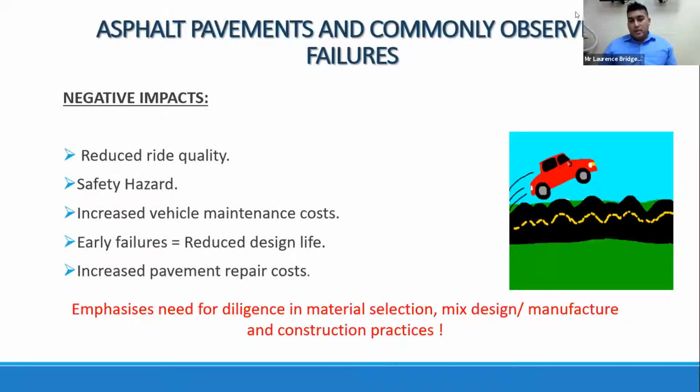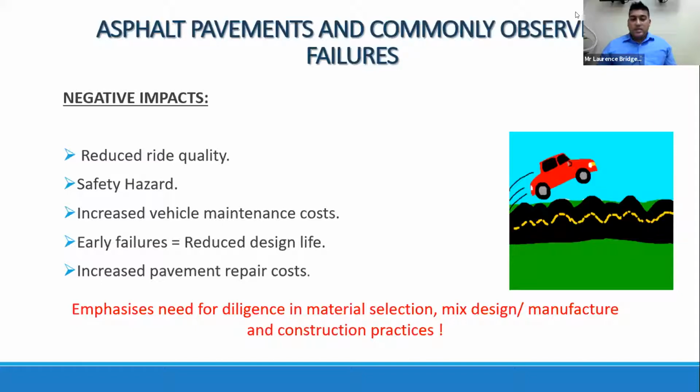So in essence, there are a lot of negative impacts from these failures on the public as well as the agencies to repair them. Essentially, these defects produce a reduced ride quality to the end user. They also produce a safety hazard to the commuting public. It results in increased vehicle maintenance costs. In addition, these early failures, when developed within the pavement, result in a reduced design life. Resultant increased pavement repairs are then required earlier in the design life. As such, there are increased pavement repair costs associated with these.